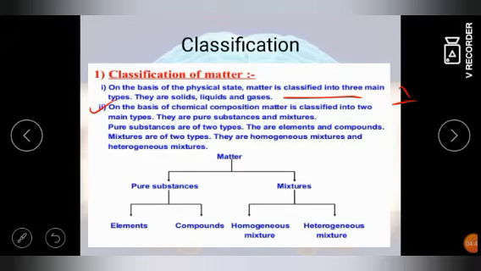Now, on the basis of chemical composition, matter is classified into two main types: pure substance and mixture. Pure substances are of two types, elements and compounds, and mixtures are of two types, basically homogeneous and heterogeneous.